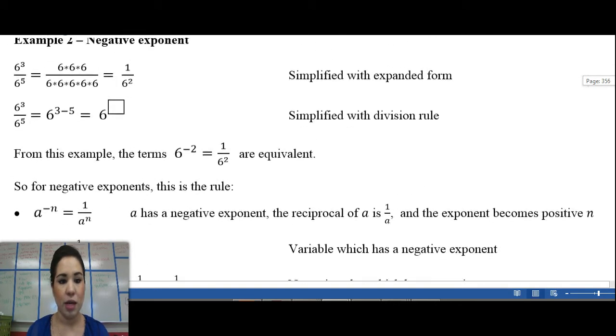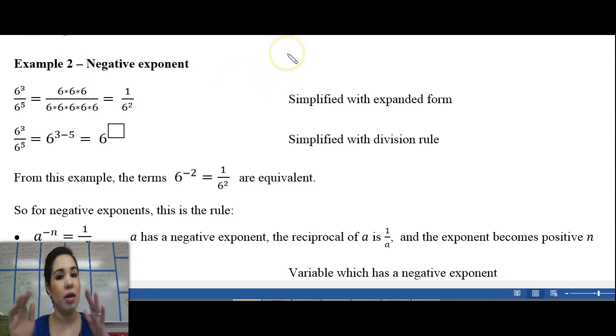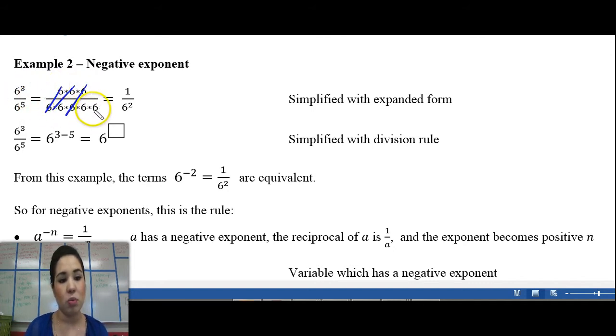So now let's go ahead and look at negative exponents. Negative exponents is basically where you have an exponent, which could be in the numerator or the denominator, and it's negative. And we can't have negative exponents in math. We don't allow negative exponents. So here, let's go ahead and try this based on how we did the division property of exponents. We write it on top, write it on the bottom, we cross them off. So we're left with 6 squared on the bottom.